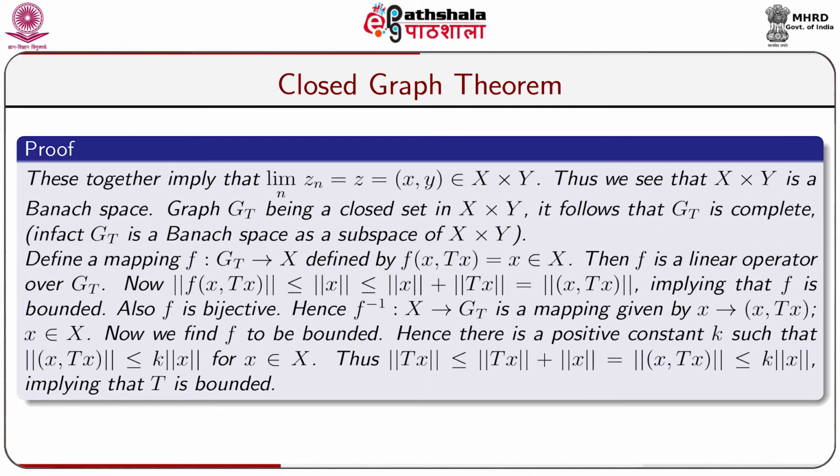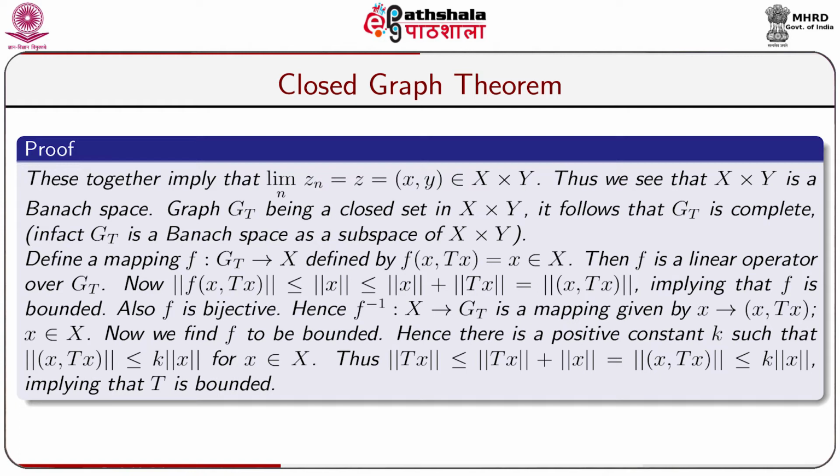These together imply that limit of Zn is equal to z, equal to the pair (x, y) belonging to X cross Y, that is Zn converges to z, where z is equal to the pair (x, y), which is an element of X cross Y.